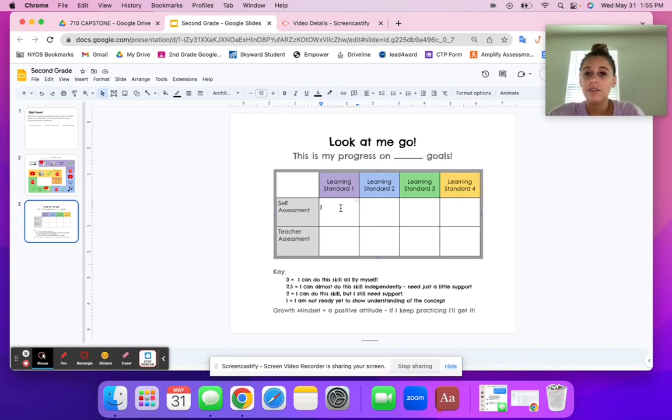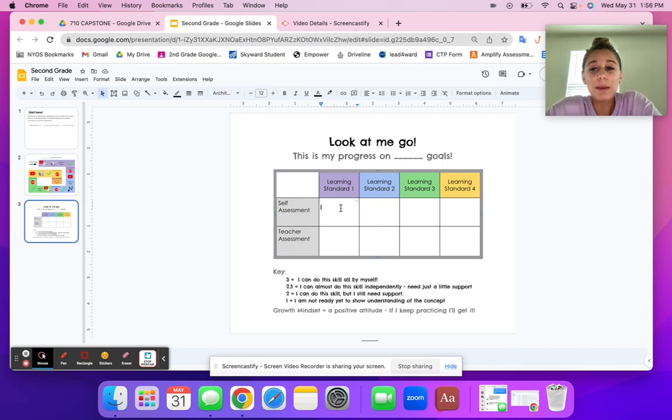And then as I have that free time, which is the wonderful thing about these interactive learning journeys, as I have free time between working with students, I start flipping through the ones that students have turned in. And if I notice, oh boy, little Jimmy gave himself a 1, I need to go back and check in with him because he's not feeling successful with that specific skill quite yet.